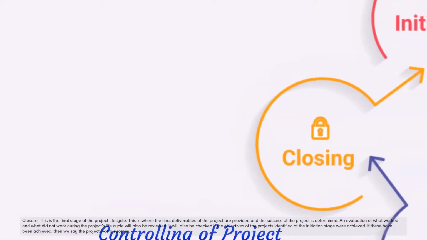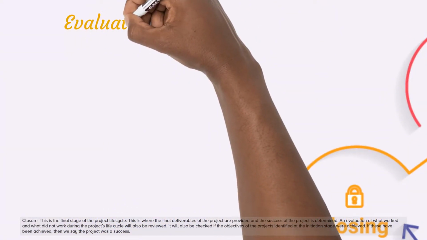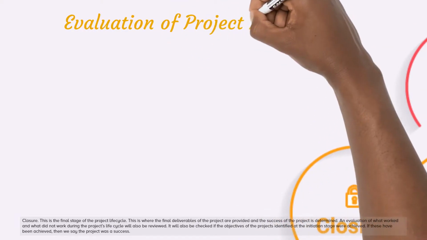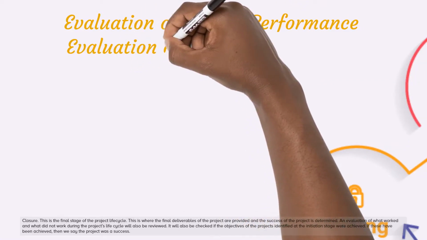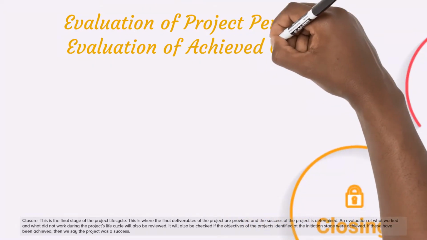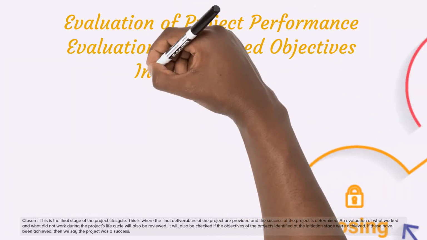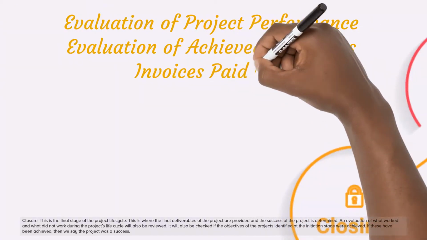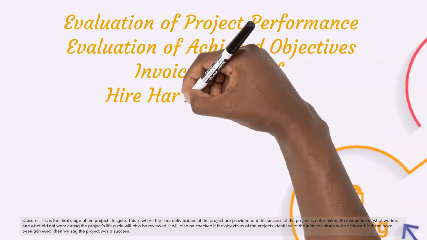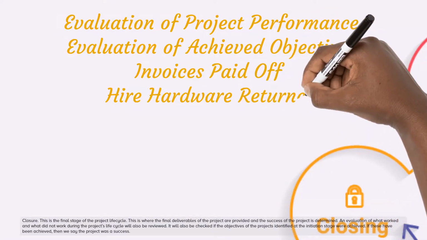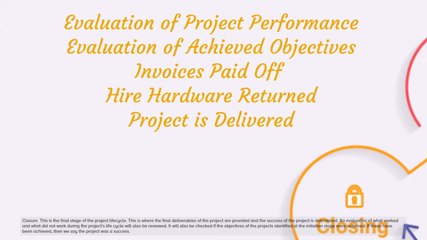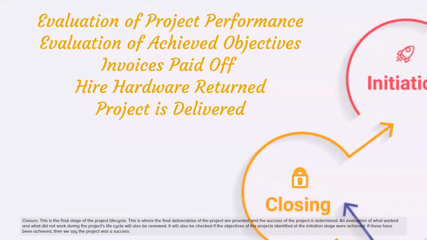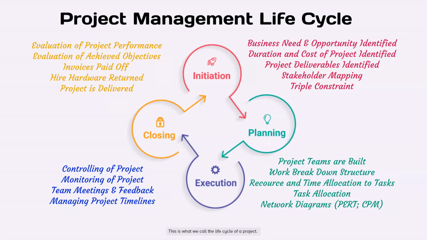Closure. This is the final stage of the project lifecycle. This is where the final deliverables of the project are provided and the success of the project is determined. An evaluation of what worked and what did not work during the project's lifecycle will also be reviewed. It will also be checked if the objectives of the project identified at the initiation stage were achieved. If these have been achieved, then we say the project was a success. This is what we call the life cycle of a project.